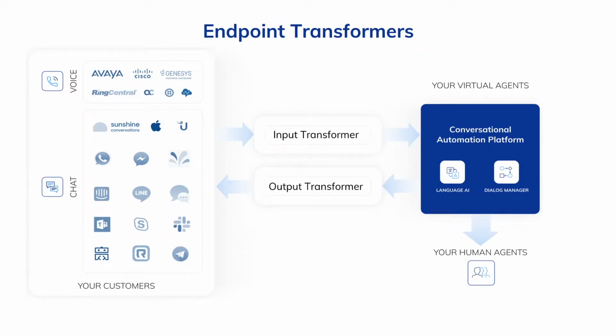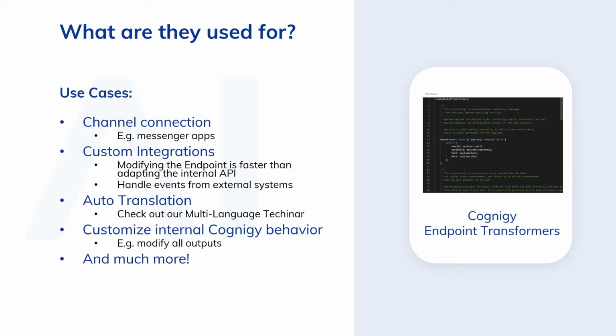Now, what exactly is this good for? So, plenty of use cases actually. The most common one is that you want to use Cognigy with a channel that Cognigy does not provide an endpoint for by default. This might, for example, be a new messenger app. And expanding upon that idea, basically any custom integrations that you want to do.